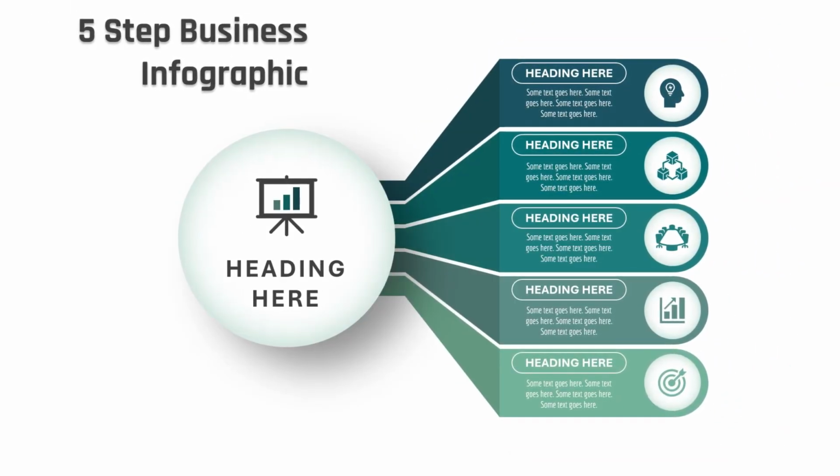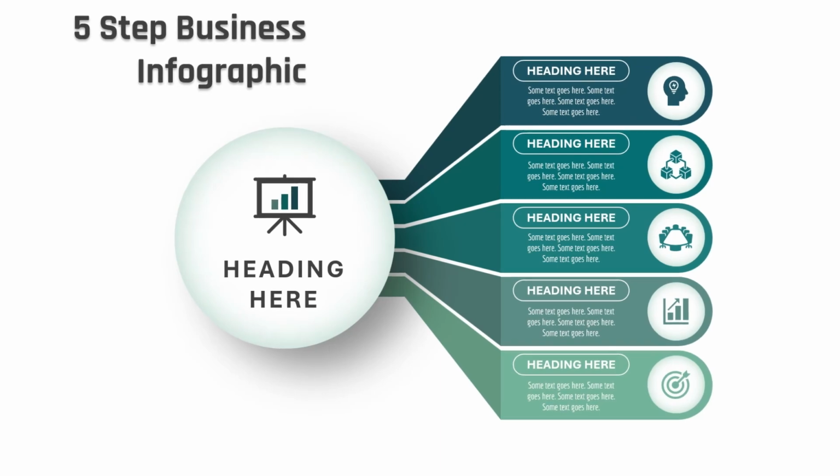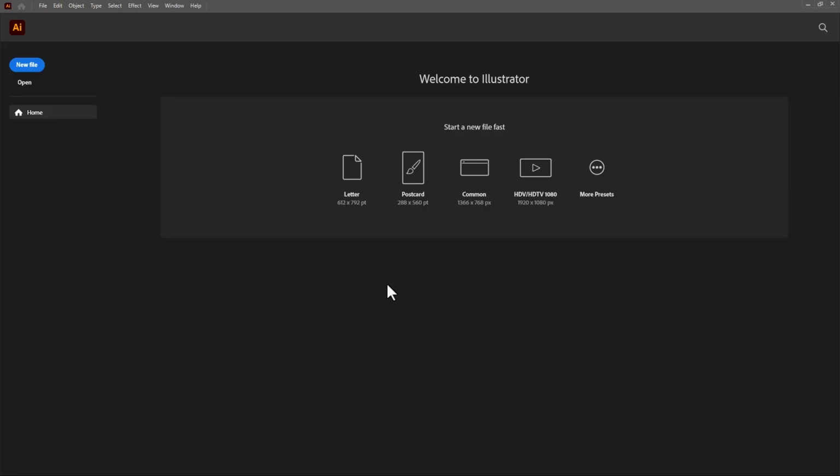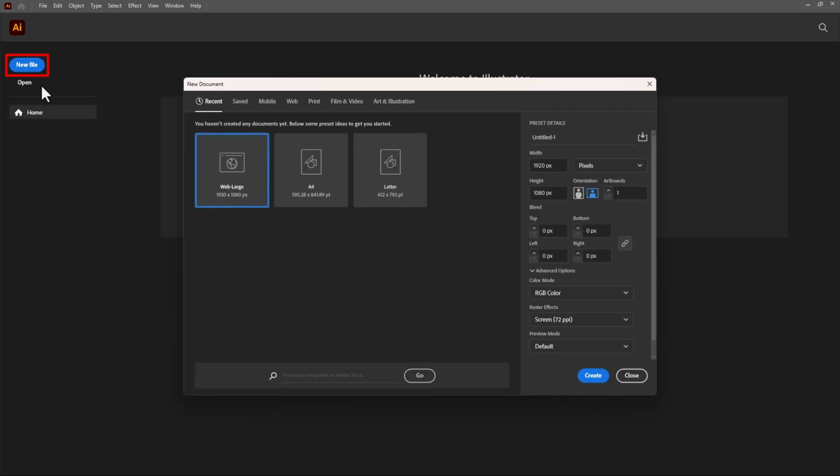In this video, we are going to create this beautiful infographic using PowerPoint and Adobe Illustrator. So let's get started. First in Adobe Illustrator, let's start by inserting a new artboard of 16:9 ratio. Select the 1920 by 1080 pixel preset and then click on Create.